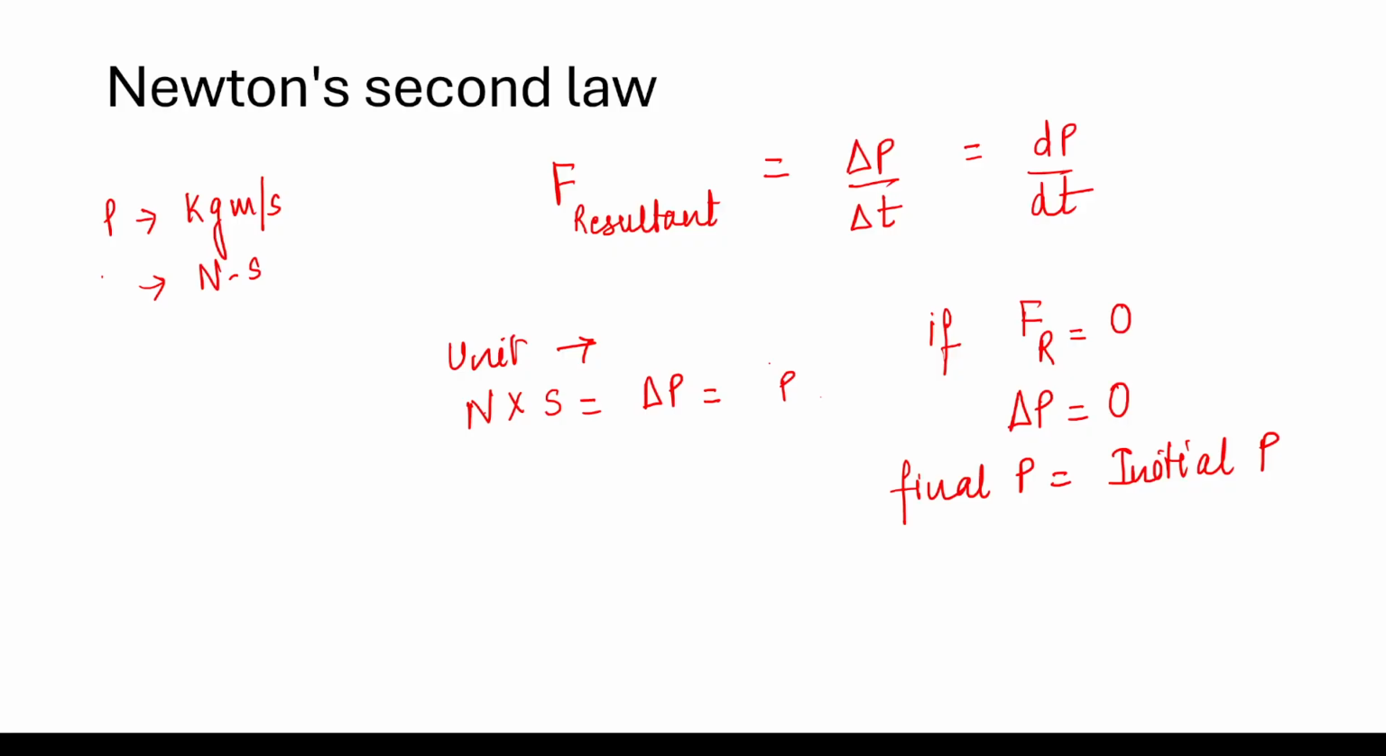Why? Because the momentum is conserved. Why is the momentum conserved? Because according to Newton's second law, the resultant force is zero. So whenever we say the change of something is zero, we say that thing is conserved.